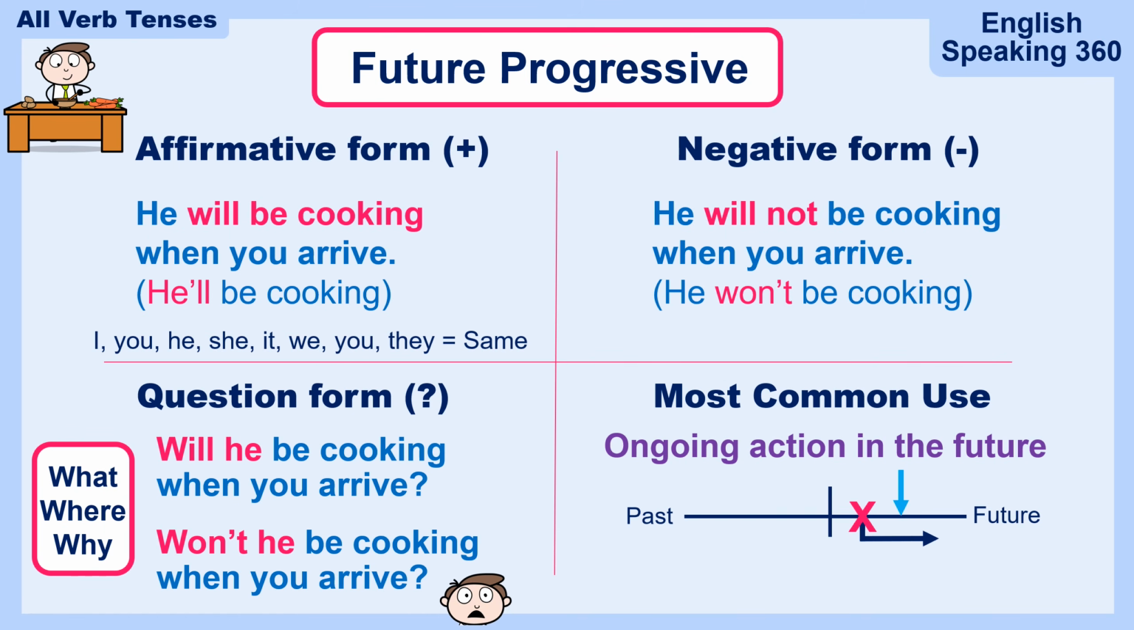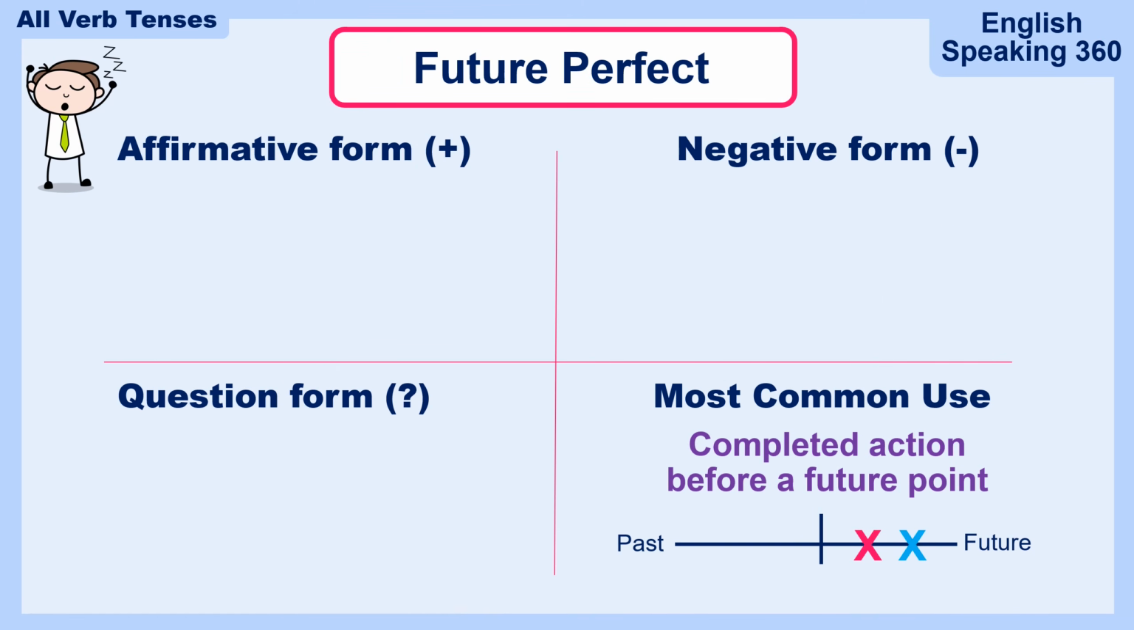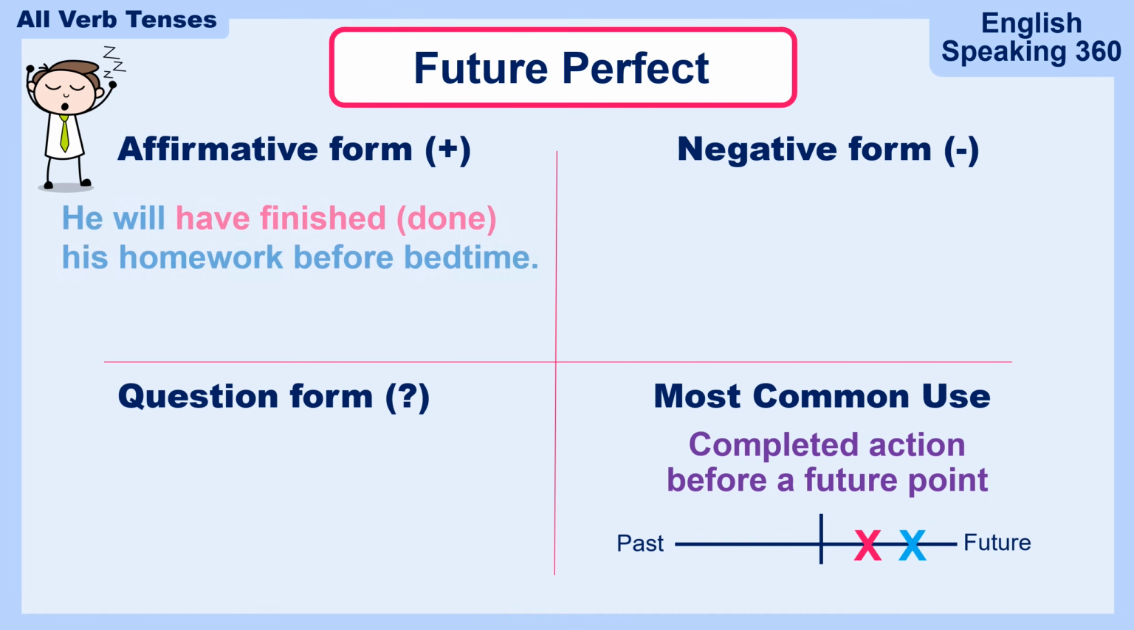That is the question. The future perfect. It is used to talk about a completed action before a future point. Here's an example. He will have finished his homework before bedtime. You see here, the homework will be finished and then it's going to be bedtime. So before bedtime, the homework will be finished. Two separate points in the future.